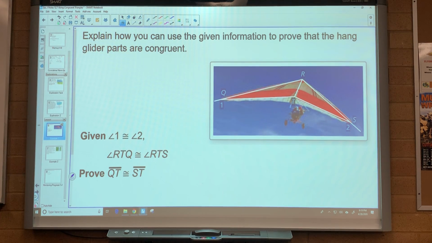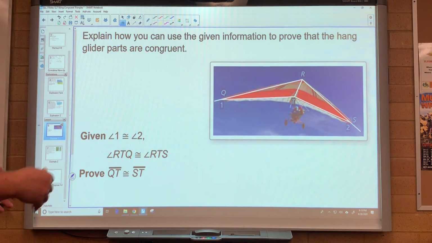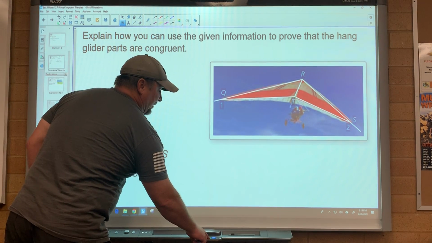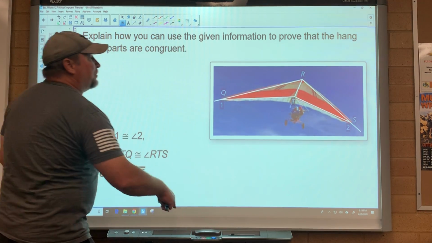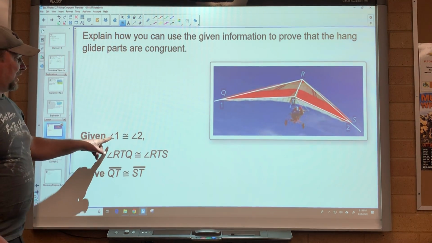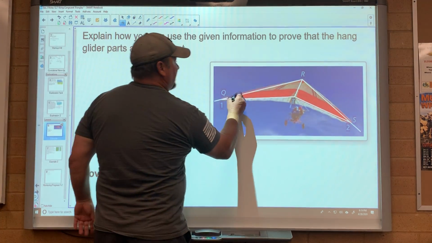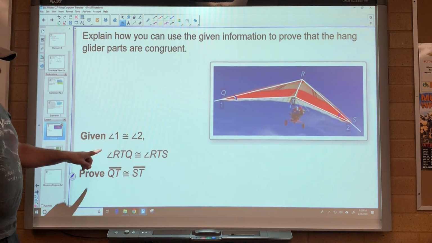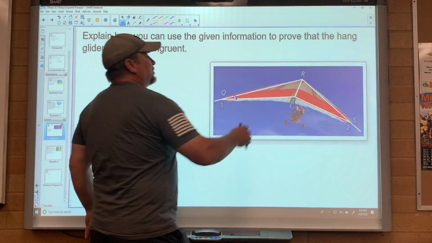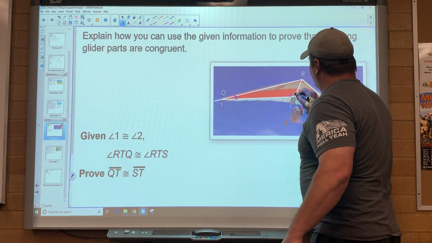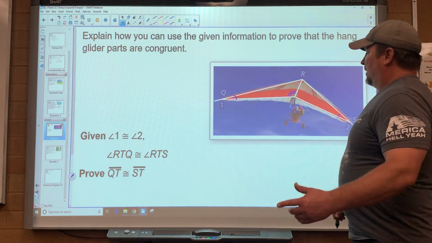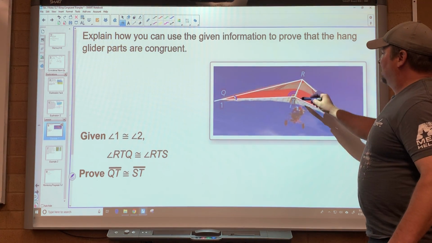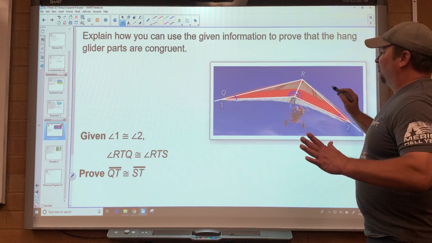All right, explain how you can use the given information that proves these hang glider wings are congruent. Okay, well, we'll see what we've got. We're going to take the information they've given us and we're going to put it on the picture according to what they've said. They said angle 1 is congruent to angle 2. So angle 1 is right here and it's congruent to angle 2. Okay, well, I'll go with that. They then say, now follow the letters, RTQ. So RT to Q, that's this angle right here. I'm going to do 2 marks. Okay, now they're saying it's congruent to RTS. RTS, so it's this angle right here. And those are the only things that we have.